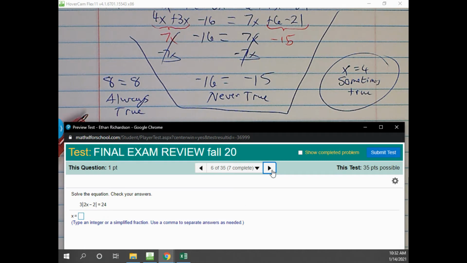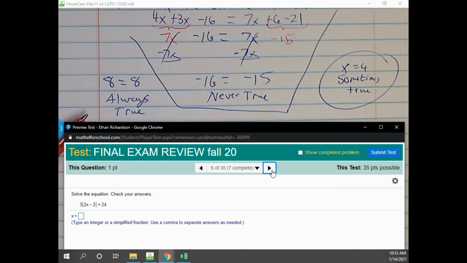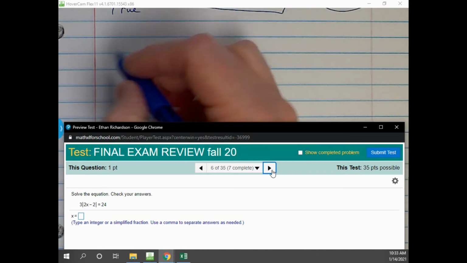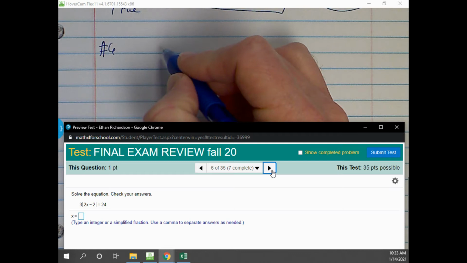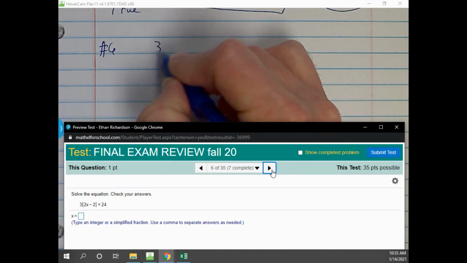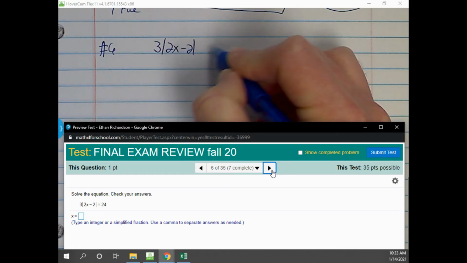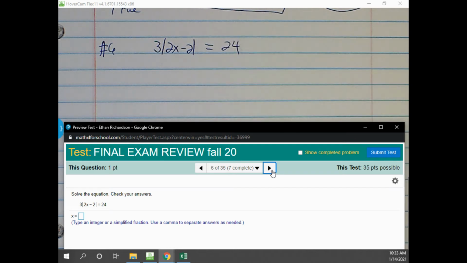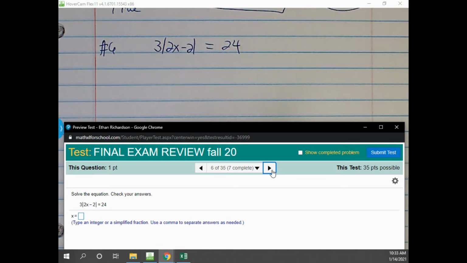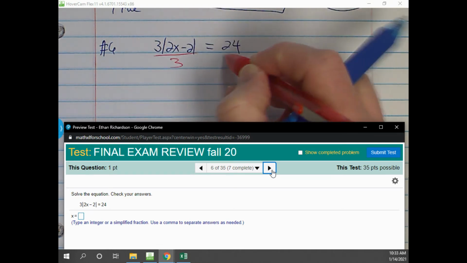All right, number 6. Another solve equation. This one is an absolute value. So for number 6, we're doing 3 times the absolute value of 2x minus 2 equals 24. So first thing is, if you're solving with absolute values, you have to get the absolute value by itself. So the very first thing we're going to do is divide both sides by 3.